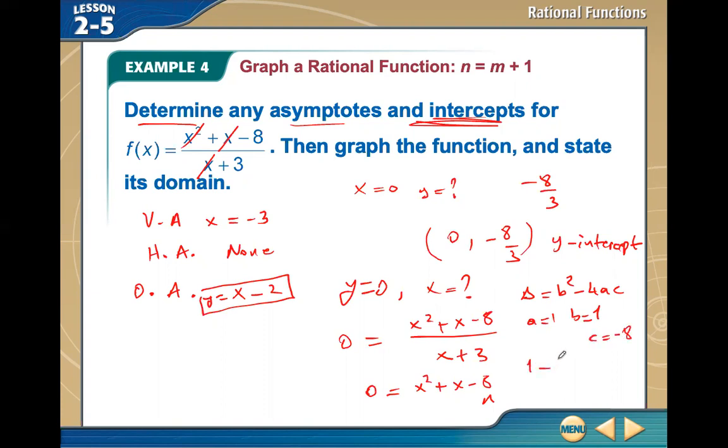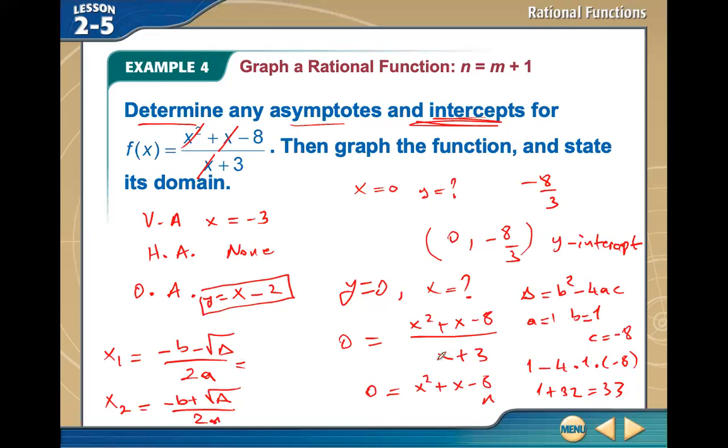So it will be one minus four times one times negative eight, and let me check the operations. I don't want to make a calculation mistake. One minus four times negative eight, so one plus 32, so it's 33. Now, what is x1? Negative b minus root delta over 2a. What is x2? Negative b plus root delta over 2a. So negative 1 minus root 33 over 2 times 1. And the other root is negative 1 plus root 33 over 2 times 1.